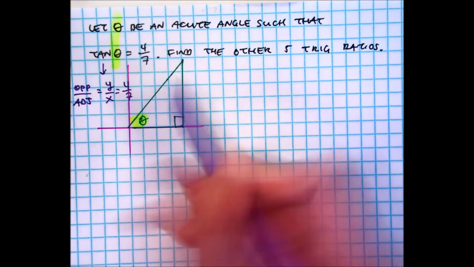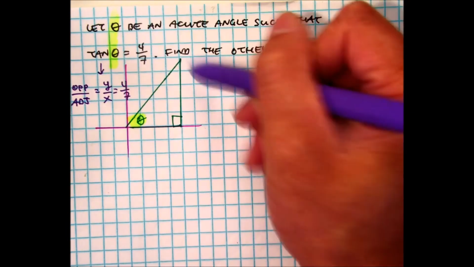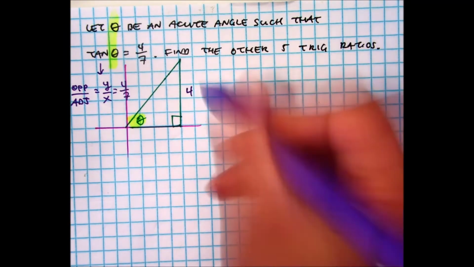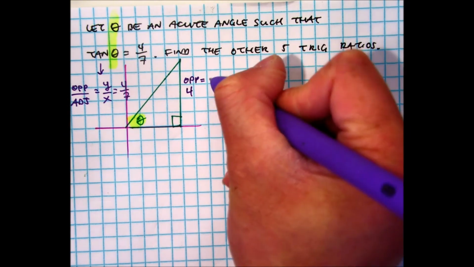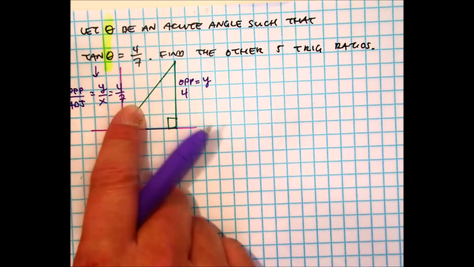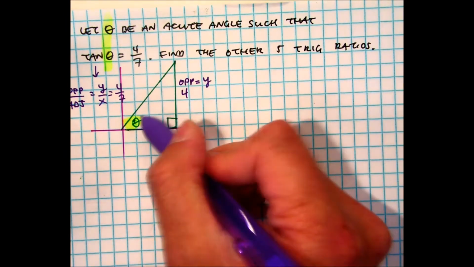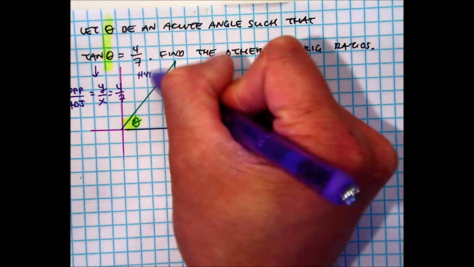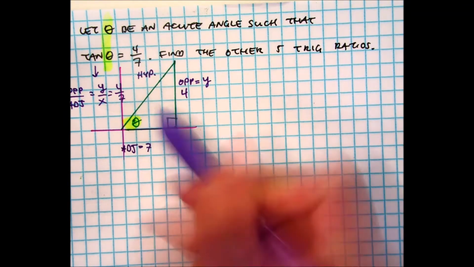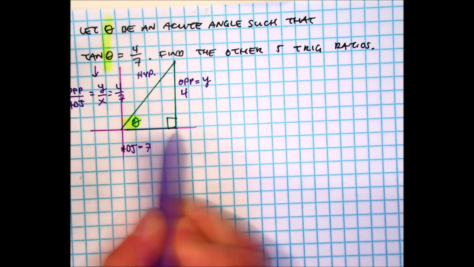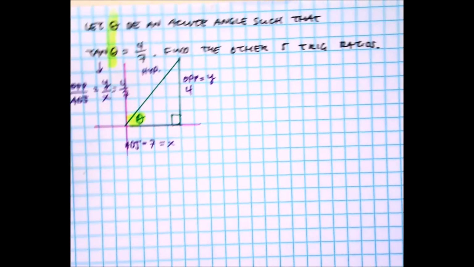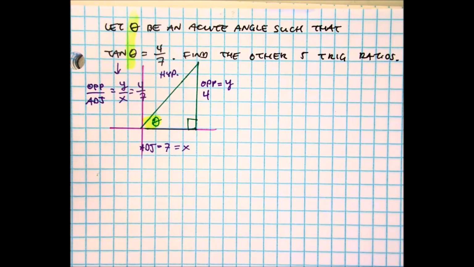The opposite side of theta is parallel to the y-axis, so that value is 4. So if you want to label it, opposite, and this is also my y value. Then my x value is 7, my adjacent side. So this is the hypotenuse, and this side is 7. This is the adjacent, and we also call that x because it's right next to, or parallel to, the x-axis. And this is what my picture looks like so far. Raise your hand if you have that.